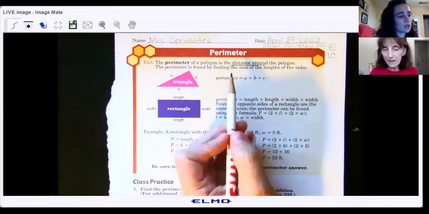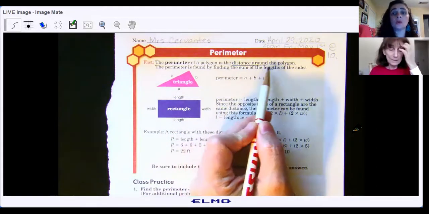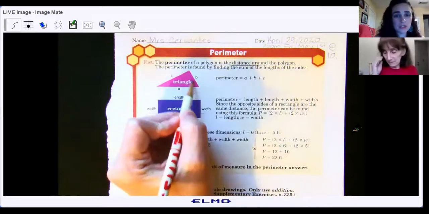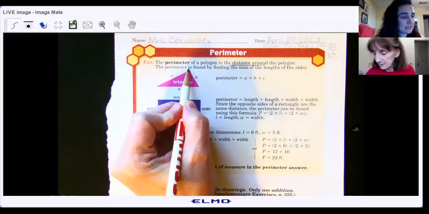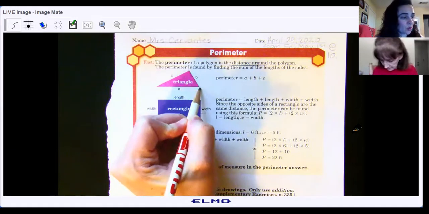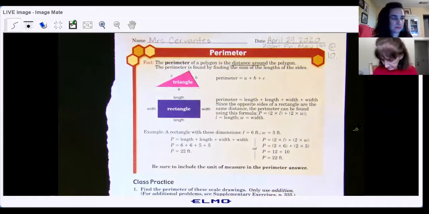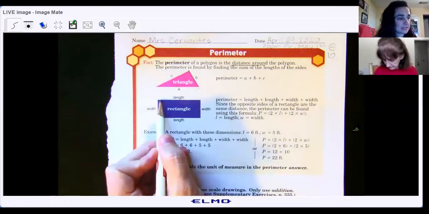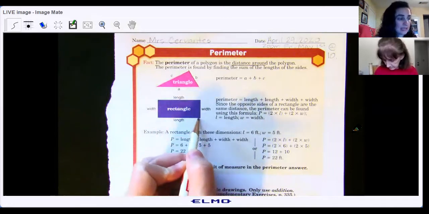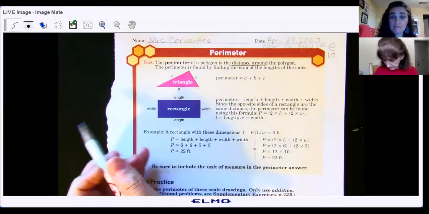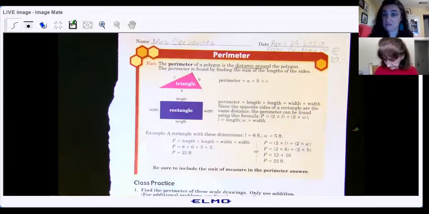Okay, so perimeter is the distance around a polygon. It has nothing to do with the inside of the polygon. It is simply like if you started here and you ran around, that is the perimeter. The rectangle, same thing. It is the distance around. So we measure it with things that we measure distance with, like feet and yards and miles.